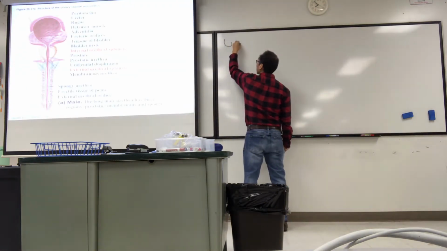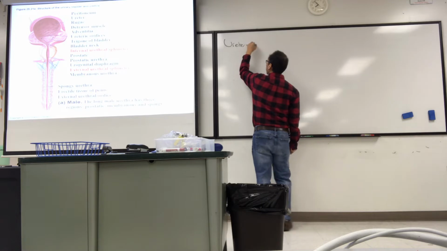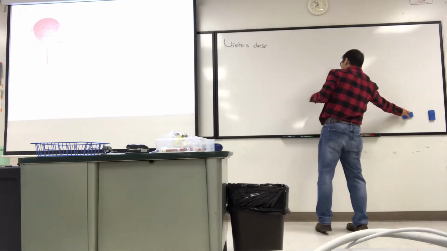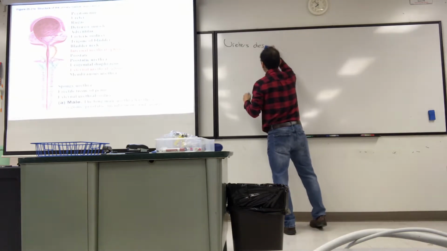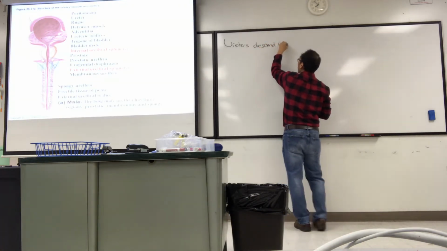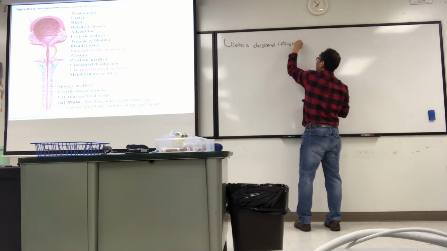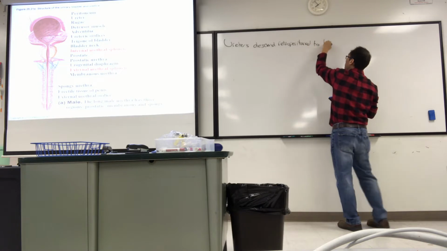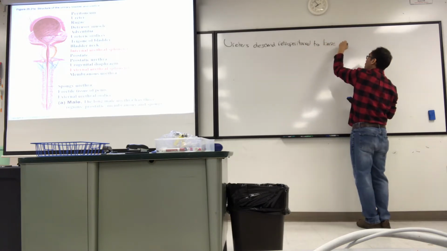ureters descend retroperitoneal down to the urinary bladder. I should specifically say to the base of the bladder.